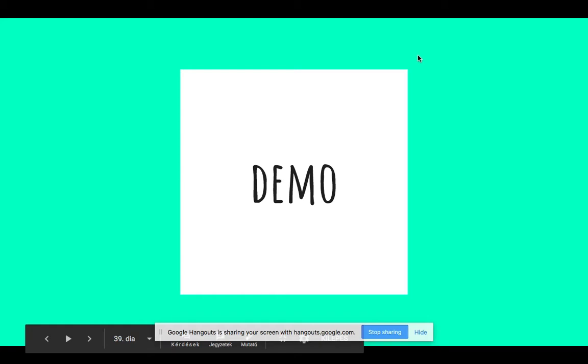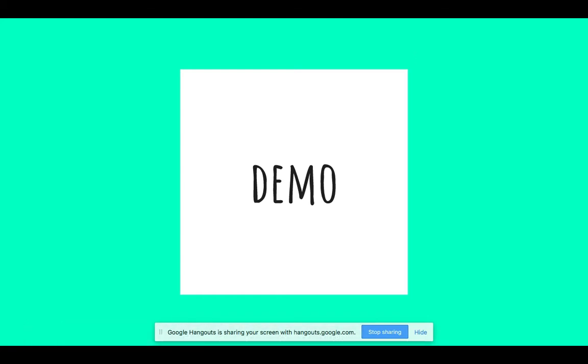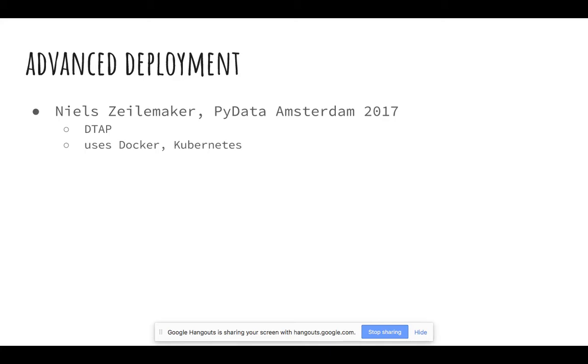This was a really, really simple deployment strategy. There are certainly more advanced ones. I would suggest watching a video from PyData Amsterdam 2017 by Niels Zeilmacher. He is talking about a really nice deployment strategy based on DTAP, which means deployment, testing, acceptance, and publishing. For each process, it uses different containers using Docker, and the containers are managed by Kubernetes. But obviously it's more complex than I just said now. This is just the main point of it.